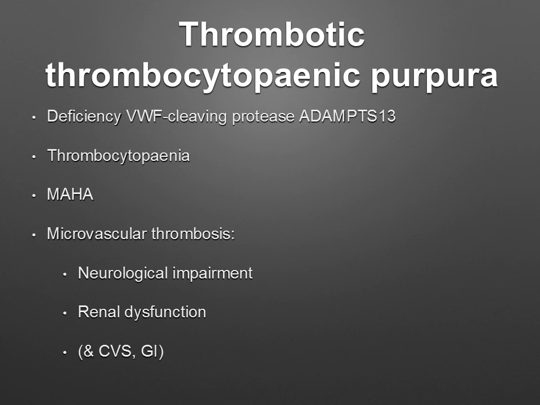The classic characteristics described include thrombocytopenia, MAHA or microangiopathic hemolytic anemia, and clinical features relating to microvascular thrombosis, in particular neurological impairment and renal dysfunction. Although, of course, you can also get cardiovascular and GIT abnormalities, so you can see infarctions, arrhythmias, etc. This classic pentad is said to be rarely seen, but if they're going to give it to you in an exam, I bet they give you all of the classic findings.